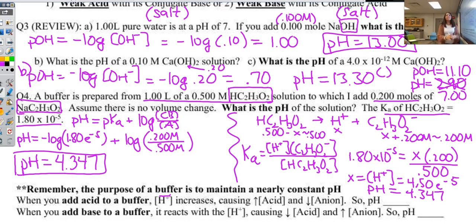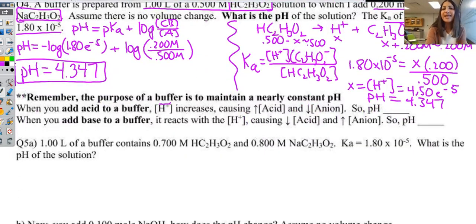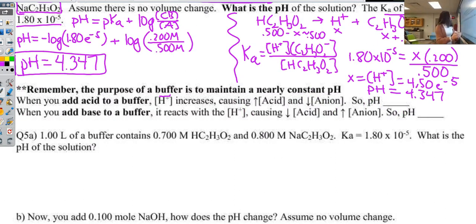Okay. All right. So remember, the purpose of a buffer is to maintain a nearly constant pH. So it says, when you add acid to a buffer, what do you think? I want you to just think about it because there's going to be a problem, okay? We know that buffers are going to try to maintain a constant pH, but if you're going to add an acid, what do you think is going to happen to the pH when you add an acid? It's going to go lower. And obviously, when you add a base, what's going to happen to your pH? It's going to go higher. But since it's a buffer, it's not going to change by much.